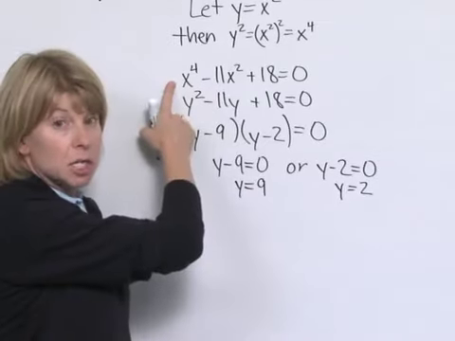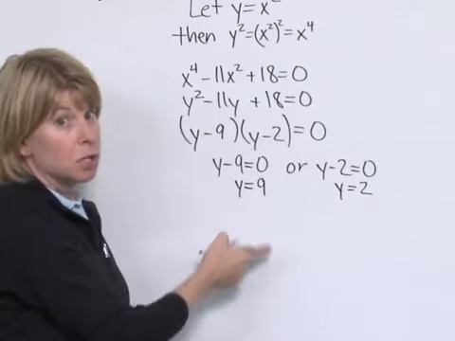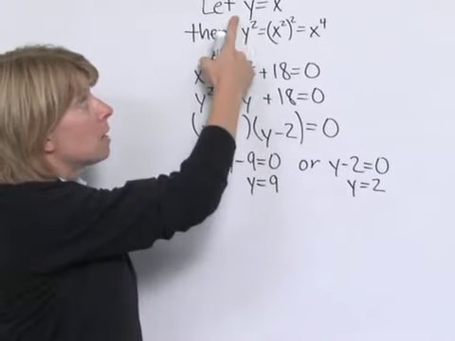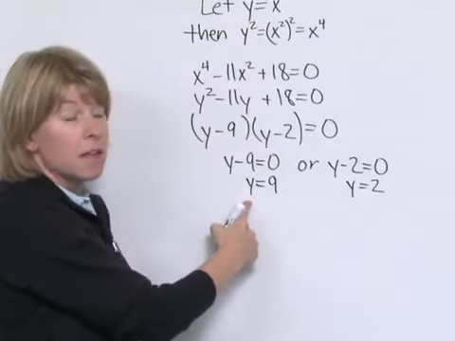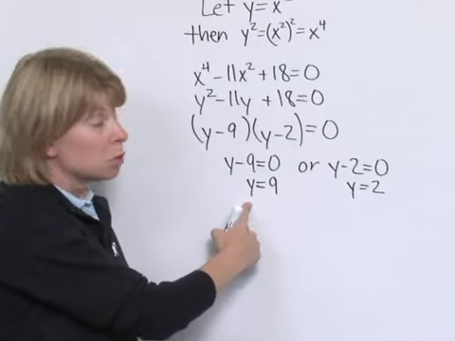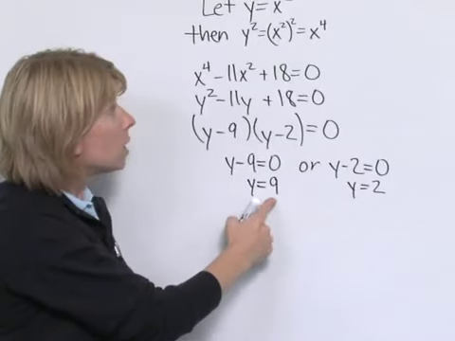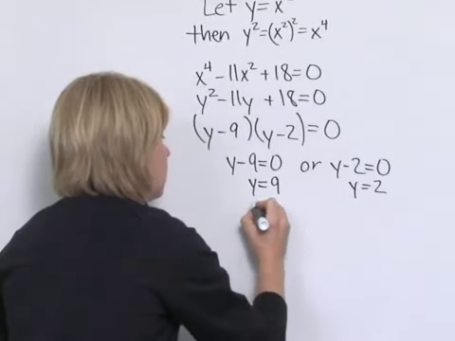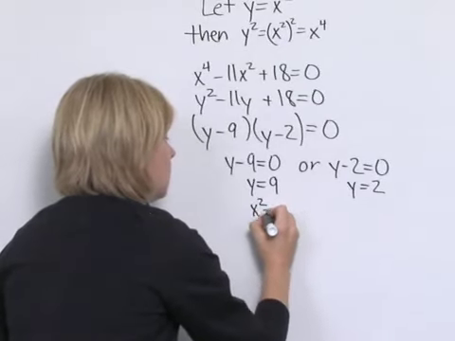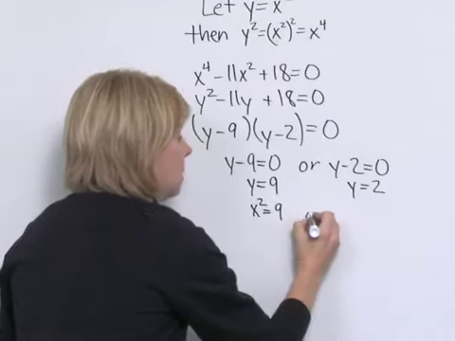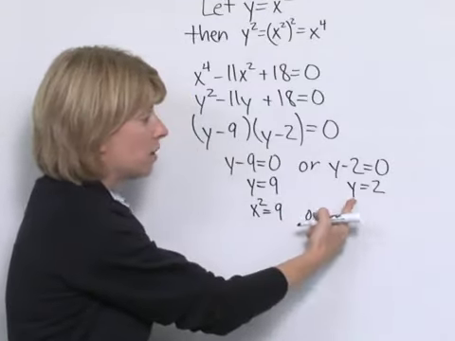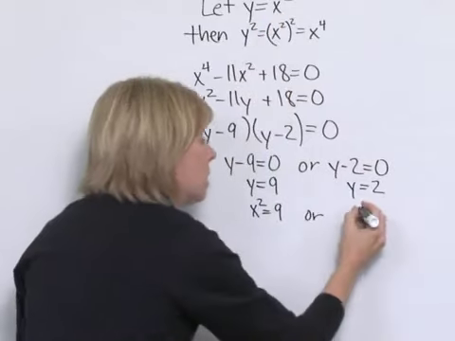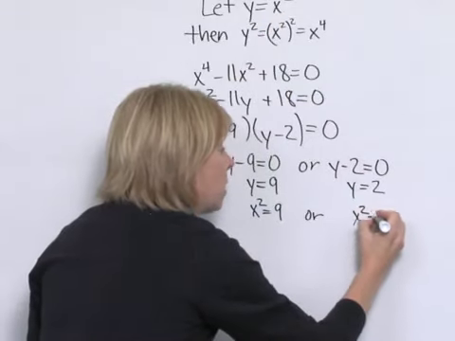Our original equation is in terms of x, so I want to know what x equals. At this point, I need to go back here and put back in the x squared that is equal to y. So instead of y equals 9, I'm going to write x squared equals 9. And same thing here, instead of y equals 2, I'm going to substitute x squared in for y and have x squared equals 2.